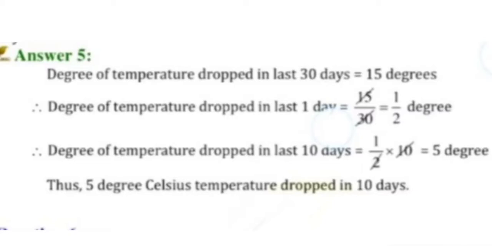Okay. So degree of temperature dropped in last 1 day, so we will divide by 30, means 15 upon 30. It will come 1 upon 2 degree. Now degree of temperature dropped in last 10 days, so 1 upon 2 into 10. We will multiply here. So answer will come 5 degree. It means 5 degrees Celsius temperature dropped in 10 days.